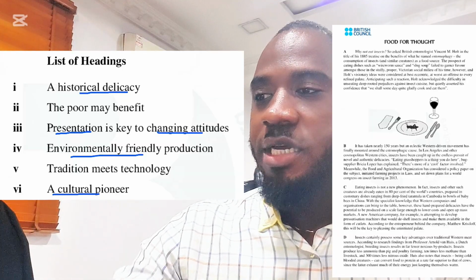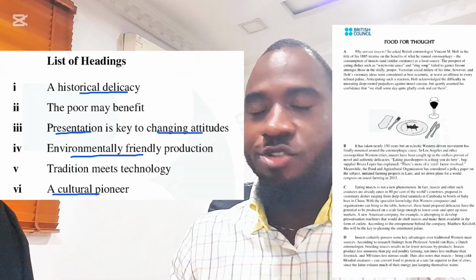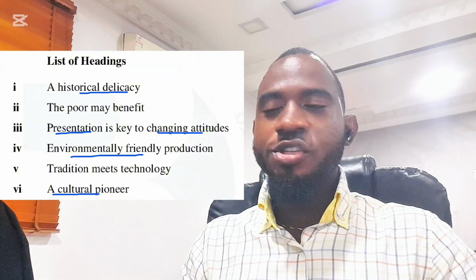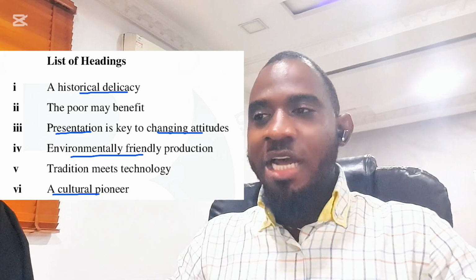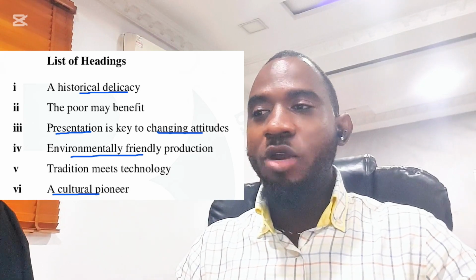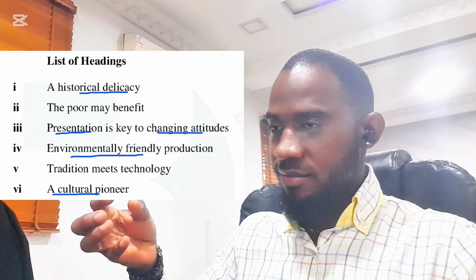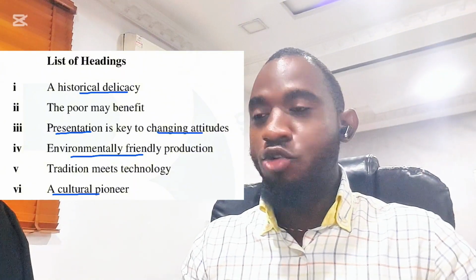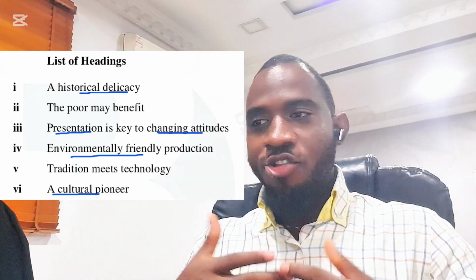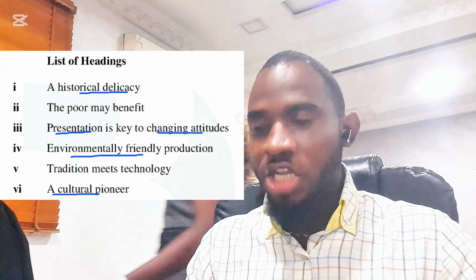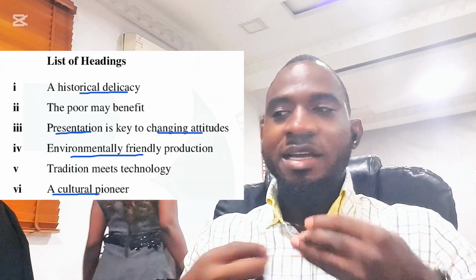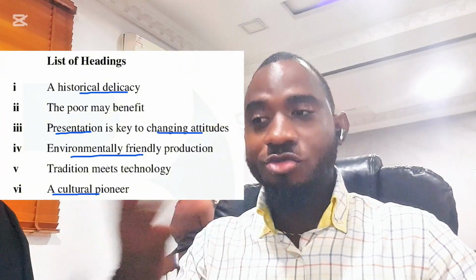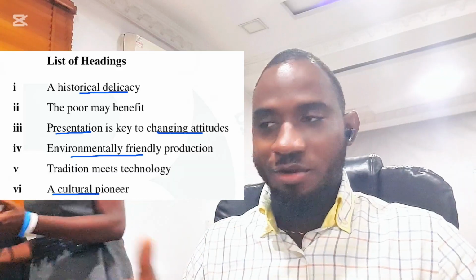So yes, the first title we have here says a historical delicacy. So I want to try to understand this. It means that that paragraph is going to discuss a kind of dish that people have eaten over time, right? And the poor may benefit. I am thinking maybe there could be measures put in place to ensure that those that are impoverished, those that do not have the capacity to provide certain basic amenities for themselves, are able to enjoy whatever innovations.